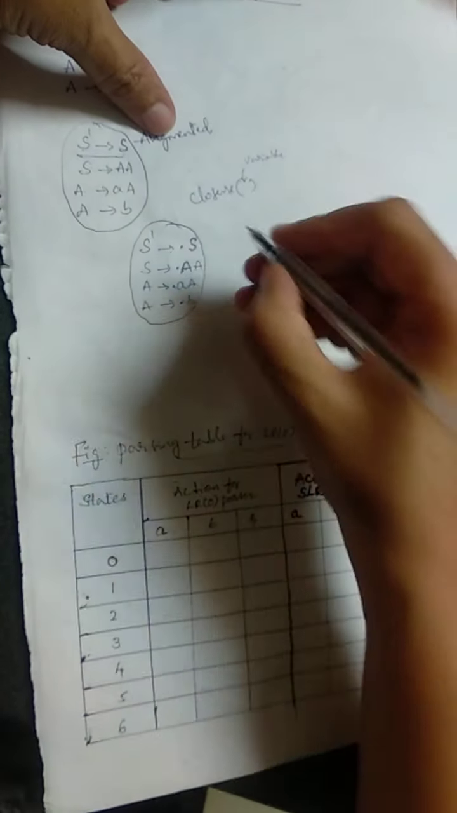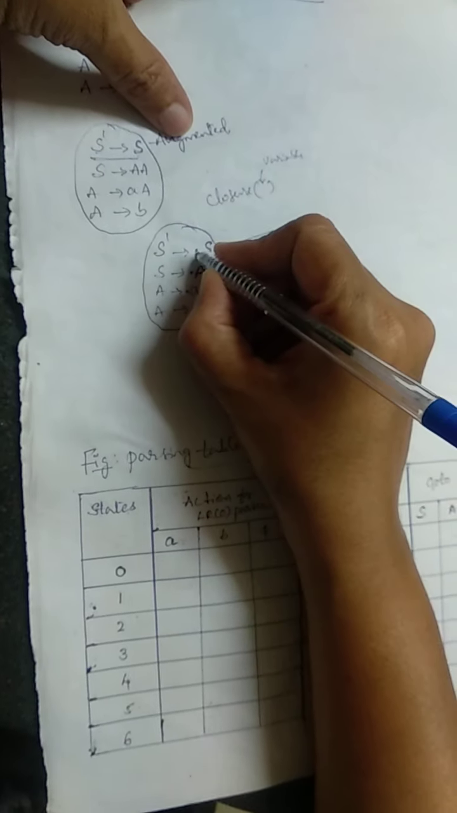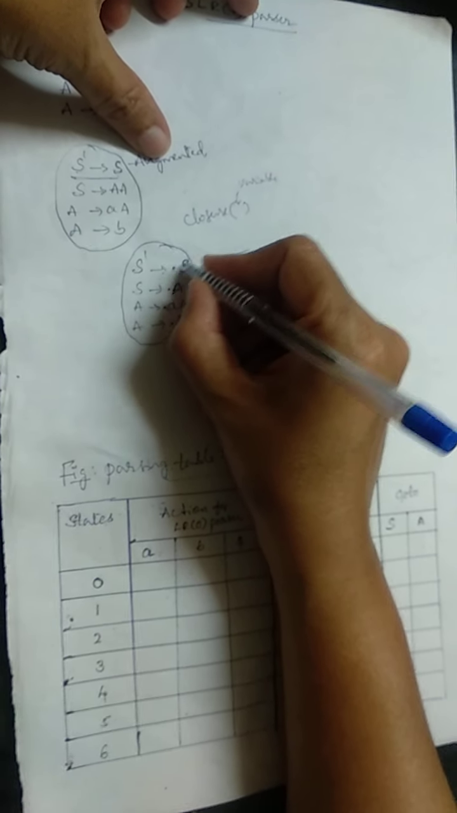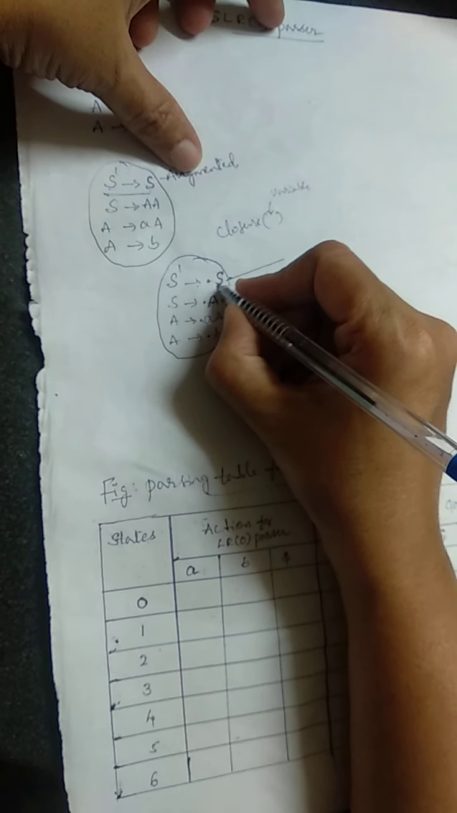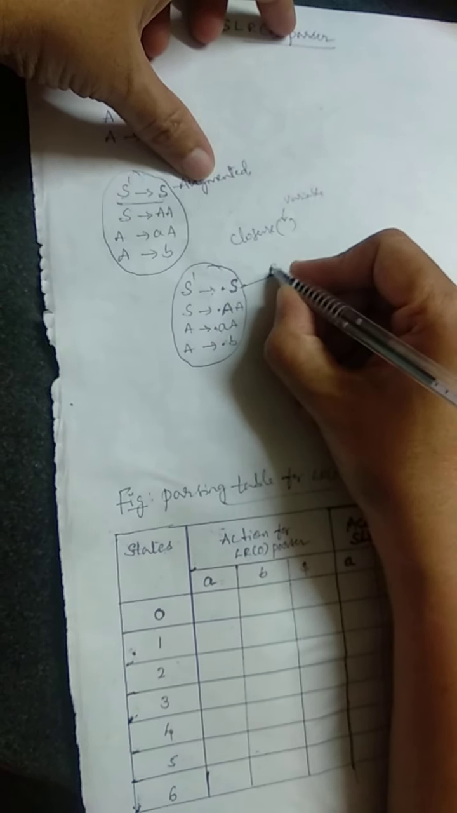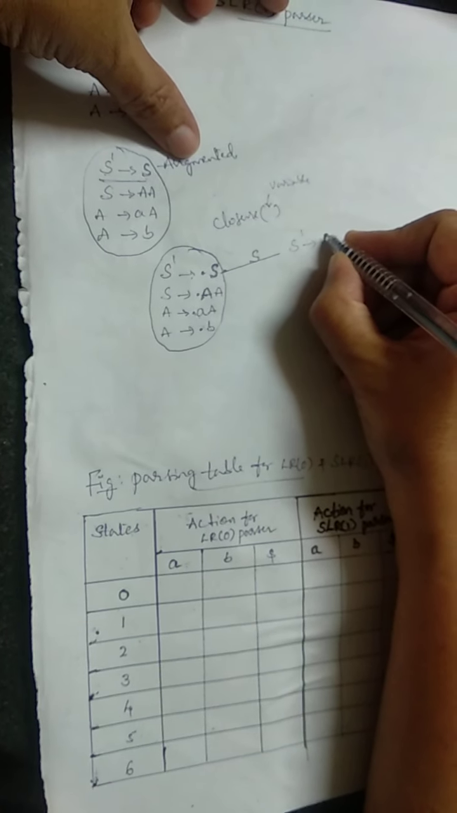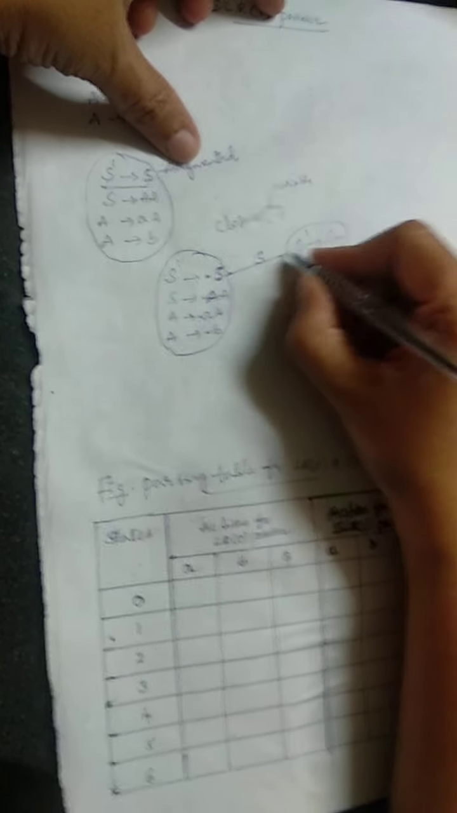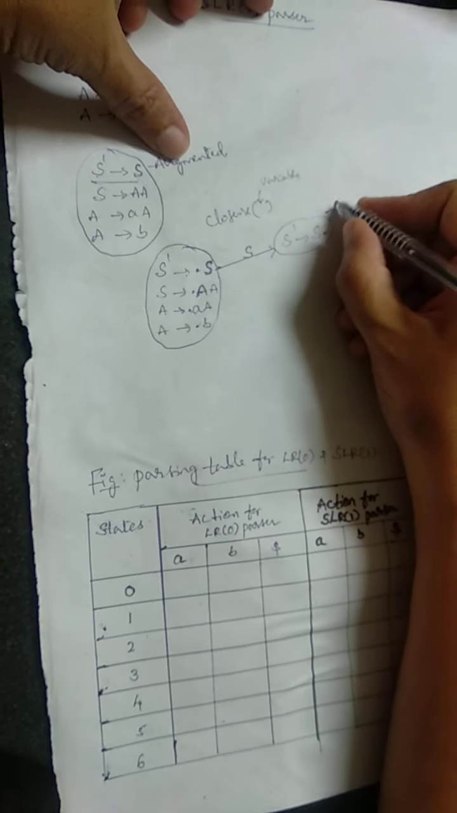From this we construct the transition diagram. Because the dot is present, the dot is going to scan or read the symbol, whether it is a variable or terminal. After reading the start symbol S, where does the dot go? The dot moves one step to the right, that is S dot. Now the dot has reached the end of this production, so this state contains the final item.